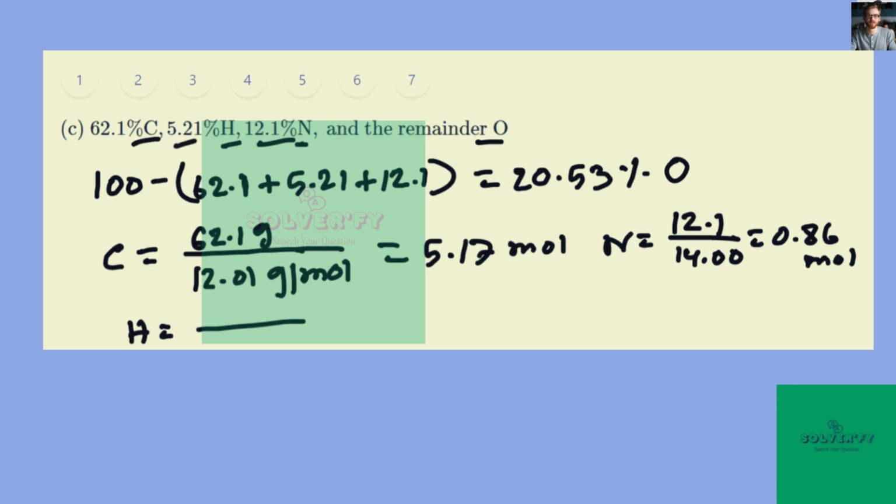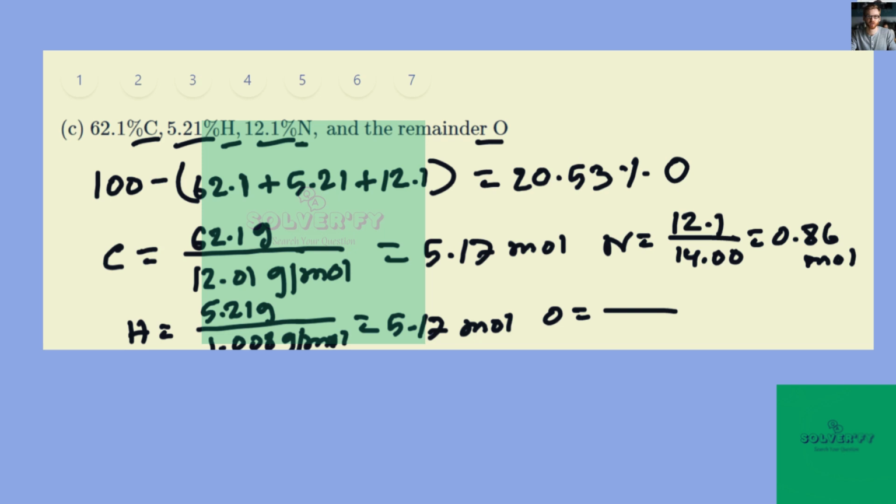And for oxygen, the mass is 20.53 over oxygen's molar mass, which is 16.0 gram per mole, and this will give us a value of 1.28 mole. Now among these four numbers of moles, we can see that 0.86 is the smallest. Now we'll divide each value by 0.86 to get the simplest ratio.